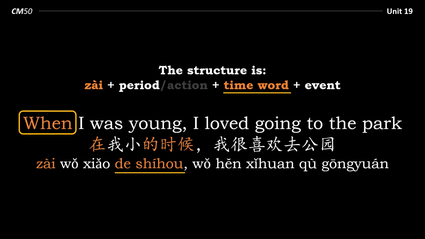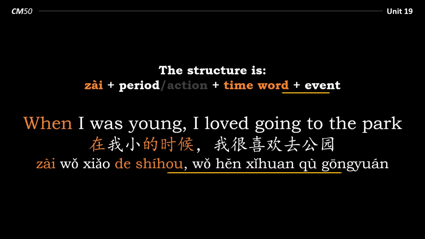So not 在的时候我小. The arrangement is different in Chinese. 在 period 的时候 means when during a particular period. When I was young, 在我小的时候. And then the event, I loved going to the park. 我很喜欢去公园. So some kind of additional information that happened during the pre-specified time period.